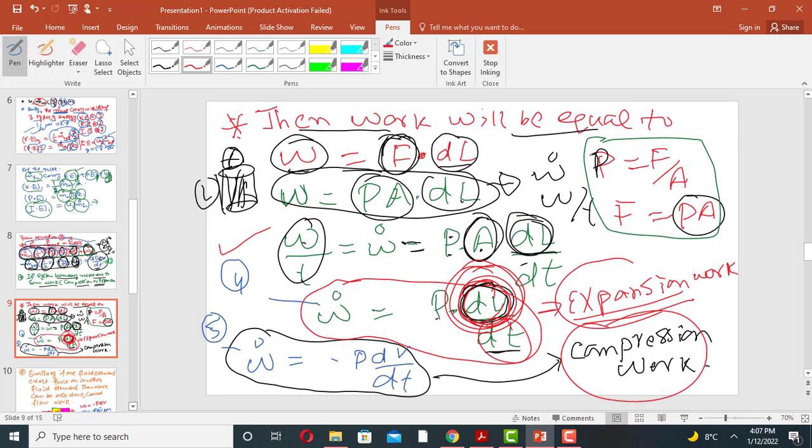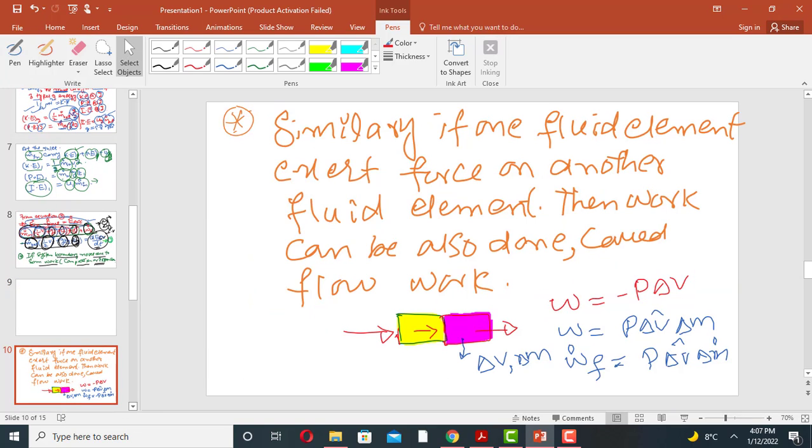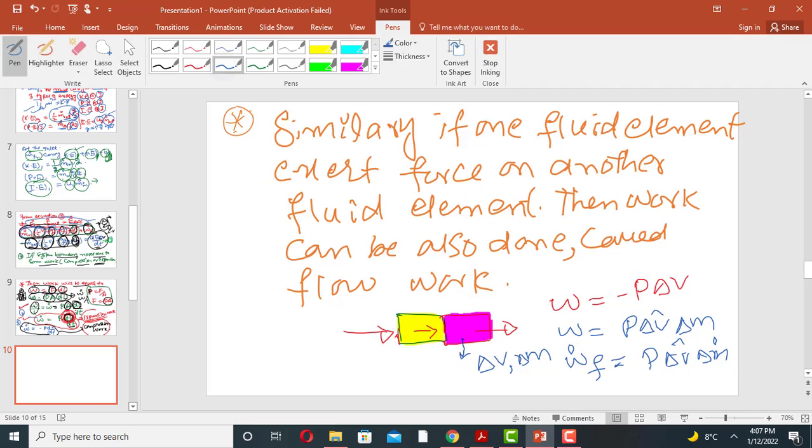So this is equation number 4 and this is equation number 5. These are the compressional and expansion work. So we can include these two types of work in our energy balance equation. Similarly, there is another type of work which can be done on the open system.